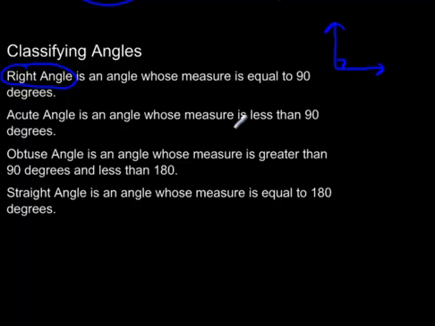An acute angle is an angle whose measure is less than 90, so something like so would be an acute angle. Obtuse is greater than 90, so here's my angle.